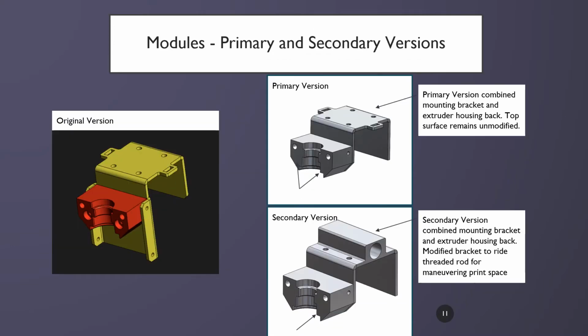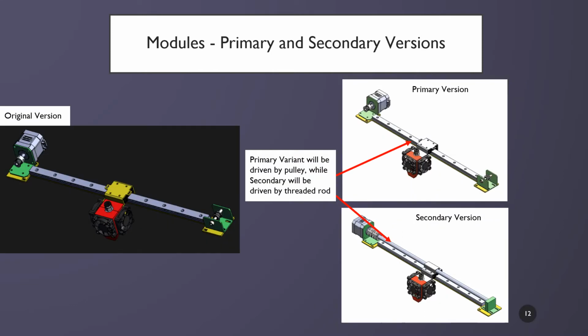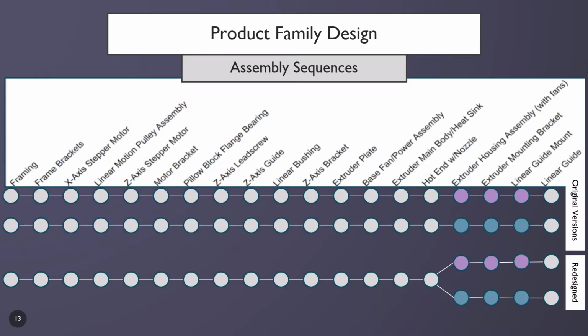We chose to modify the extruder mounting bracket and the extruder housing back seen on the left in order to modularize our design. The primary and secondary versions of our new design can be seen above as well as on the next slide. The following is our assembly sequences for both the primary and secondary versions. You can see that the primary and secondary version differ from the extruder housing assembly, which includes the extruder housing front and extruder housing back, to the linear guide mount.